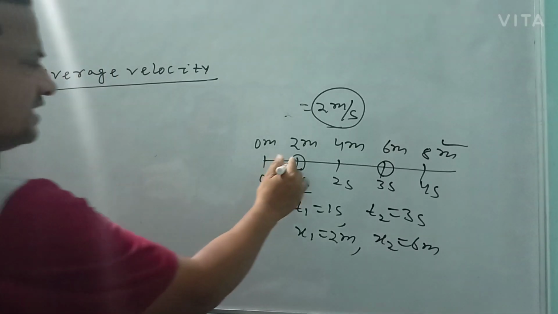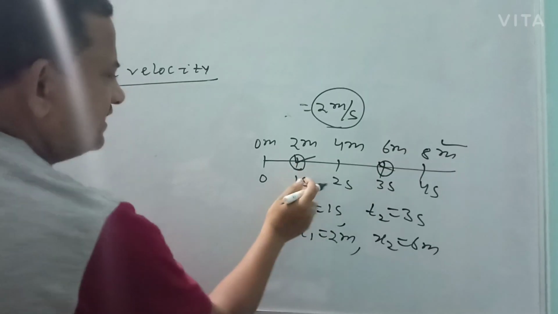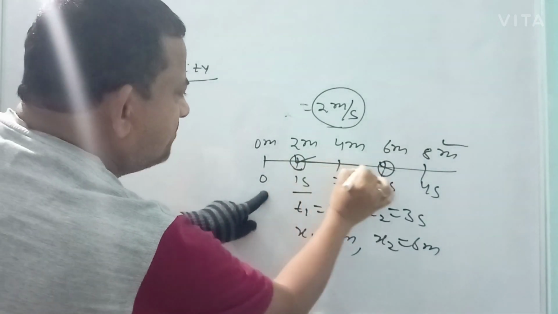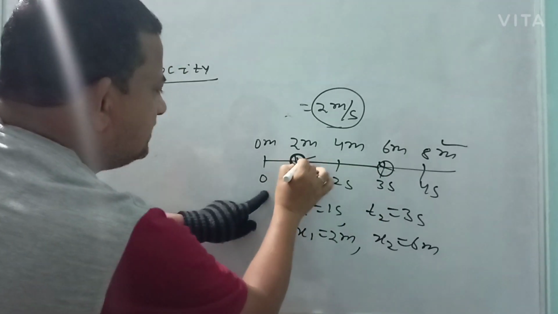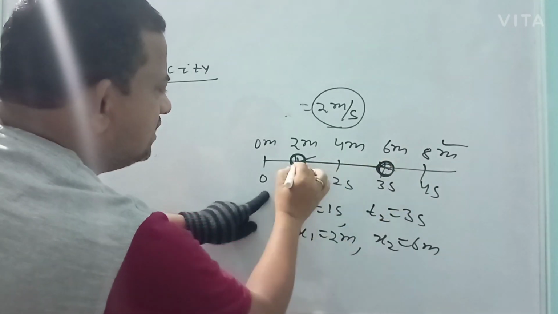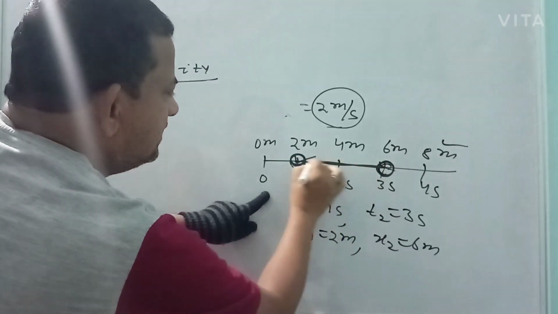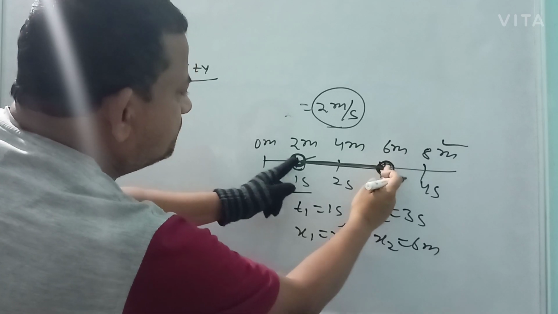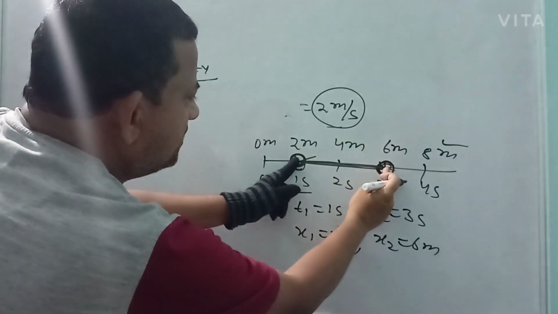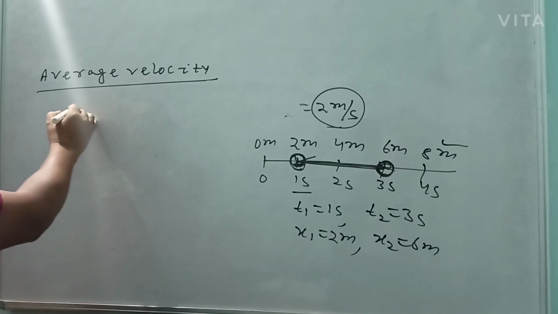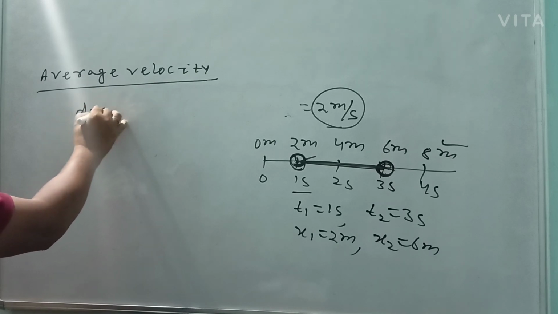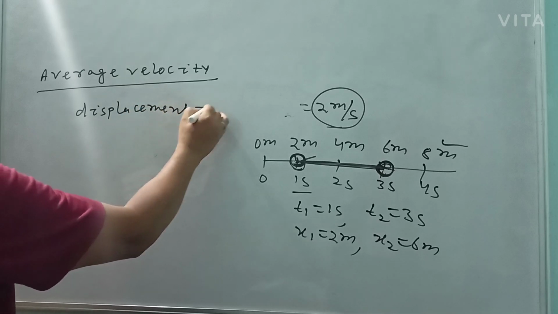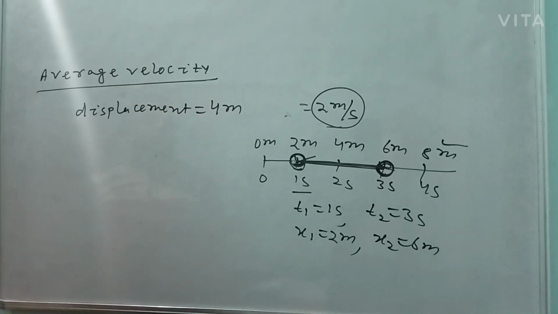Suppose from 1 second to 3 seconds, this. So what is the displacement? Displacement is the shortest path. Initial point is this, final point is this. So from initial to final, this is what? 4 meter. If you measure, this is 4 meter. 2 to 6, 4 meter. So one can say displacement is equal to 4 meter.